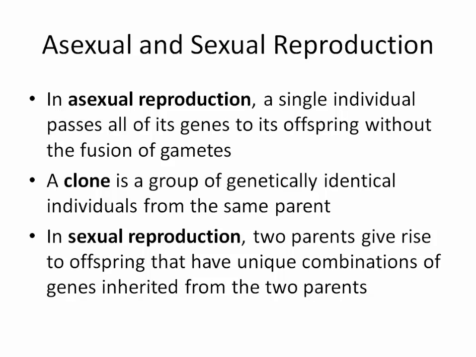And so when we try to reproduce ourselves, there are two ways to go about doing this. One is asexual, where the single individual passes all of its genes to its offspring without the fusion of any gametes. And so, in truth, it's just cloning its own self. So a clone is a group of genetically identical individuals from the same parent. That would be asexual reproduction. But in sexual reproduction, two parents give rise to offspring that have unique combinations of genes inherited from them.